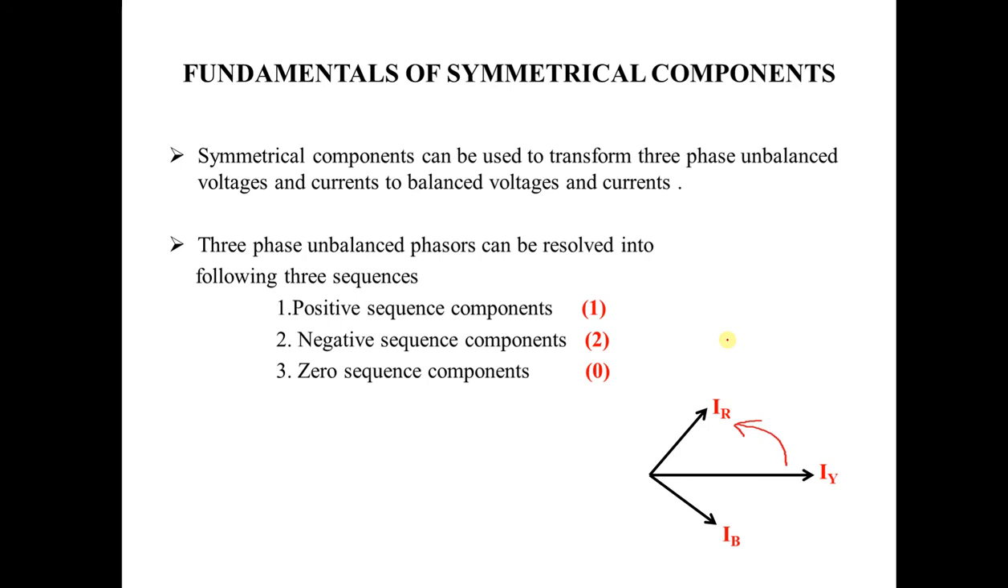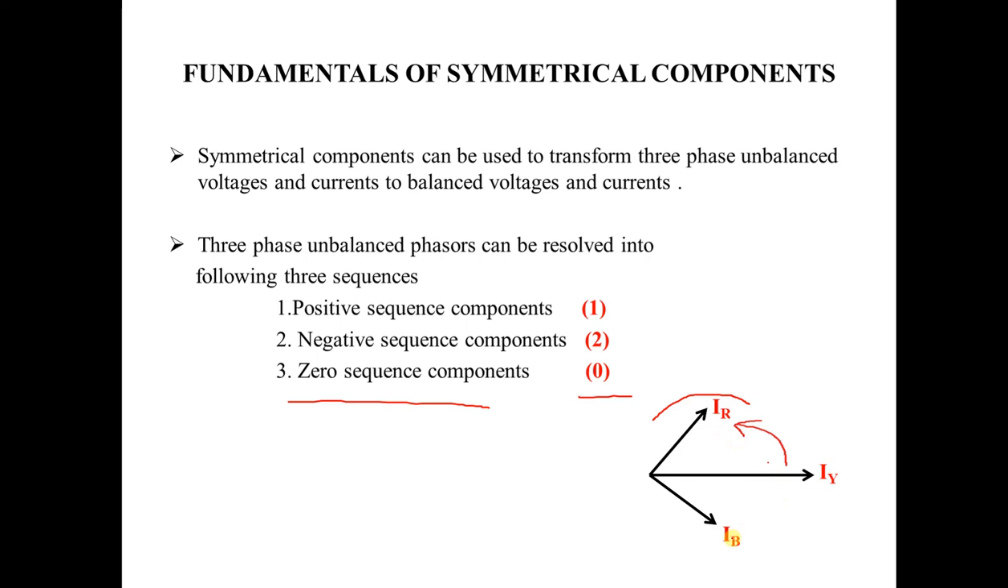So we are going to resolve them into three sequences: the positive sequence, represented by 1, the negative sequence component, represented by 2, and the last one, the zero sequence, represented by 0. It is the representation of three phases in anti-clockwise direction, R, Y, B. So this is the representation.